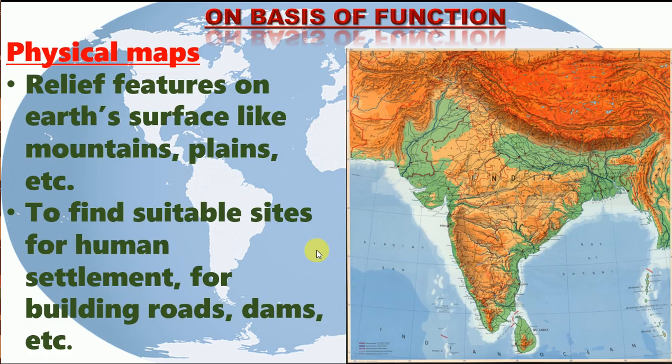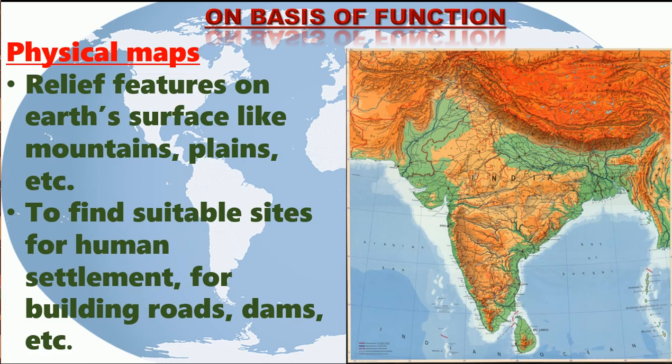What are physical maps? Physical maps basically show us the relief features present on Earth's surface like mountains, plains, valleys, rivers, oceans. The map on which the relief features are shown is a physical map. And how does it help us? It helps us to find suitable sites for human settlement, for building roads, construction of dams, etc.